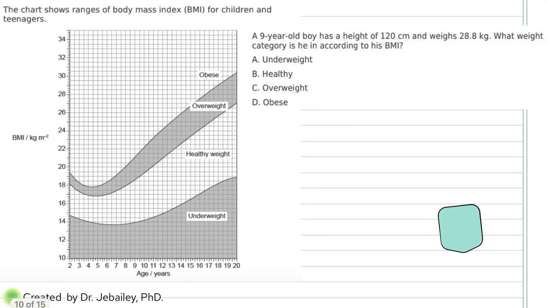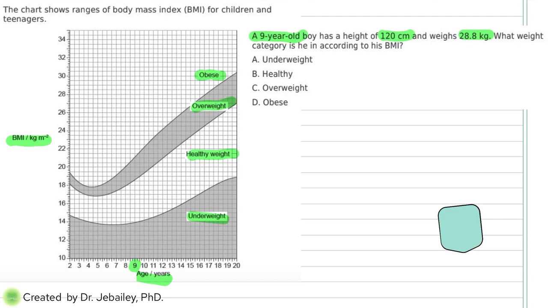But here's another nomogram that is also used, but this one is actually used for children. So basically they're saying here that there is a 9-year-old, right? He's 9 years old. So in the chart, you look for the age, he's right here. The boy has a height of 120 centimeters. So it's not on the chart. You can see here is only about BMI. And he has a weight of 28 kilograms. What weight category is he in according to the BMI? Now the categories are saying here obese, overweight, healthy weight, underweight.